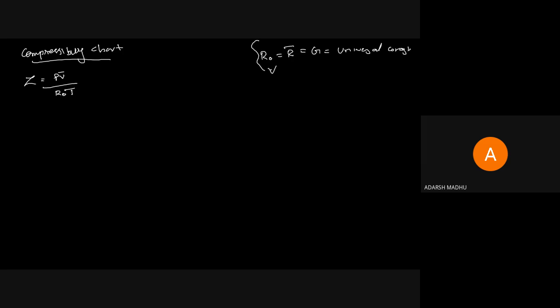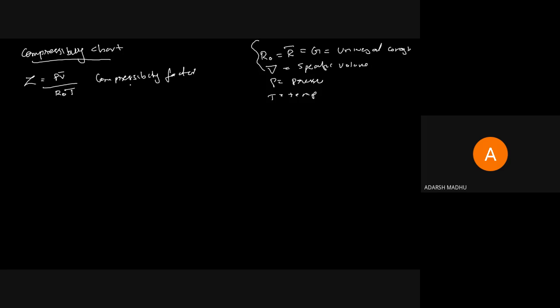V is the specific volume, P is pressure, T is temperature. So we already studied the compressibility factor Z equal to PV by R naught T. And the compressibility chart is a chart or graph related with the compressibility factor and the reduced properties TR and PR. The diagram which shows the relation between TR, PR, and Z is known as the compressibility chart.